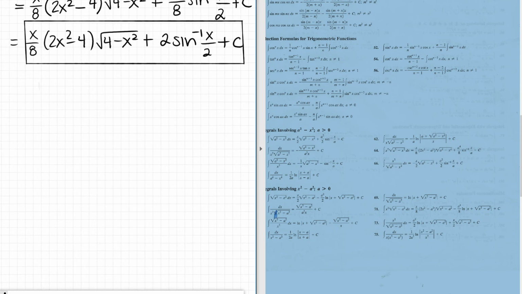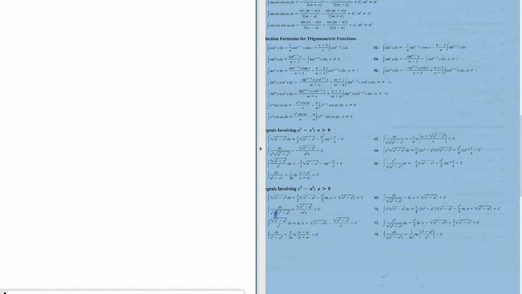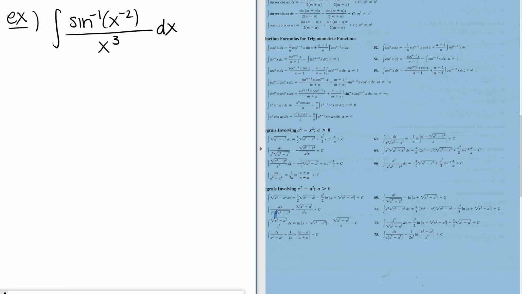All right, let's look at another one. Let's look at one that maybe involves a little bit more work before we actually find the antiderivative itself. So what about something like, I want to pick one that's kind of interesting. What about something like this? The integral of sine inverse of x to the negative 2 all over x cubed dx.